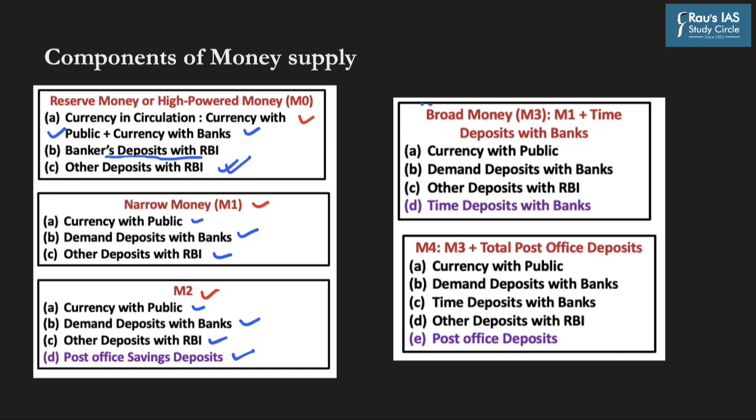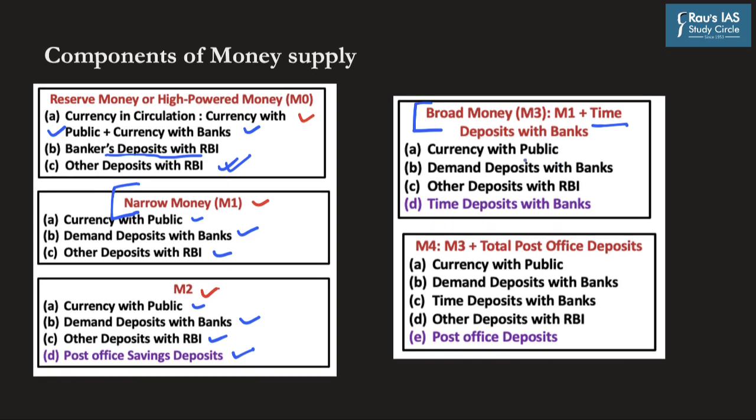Now moving to M3. M3 is also referred to as broad money, whereas M1 is referred to as narrow money. Now M3 is referred to as broad money because it also includes time deposits with banks. Now time deposits are such deposits where money remains for a certain fixed period in a bank account and during which such money cannot be withdrawn. So M3 includes M1 plus time deposits with banks and M4 includes M3 plus total post office deposits.